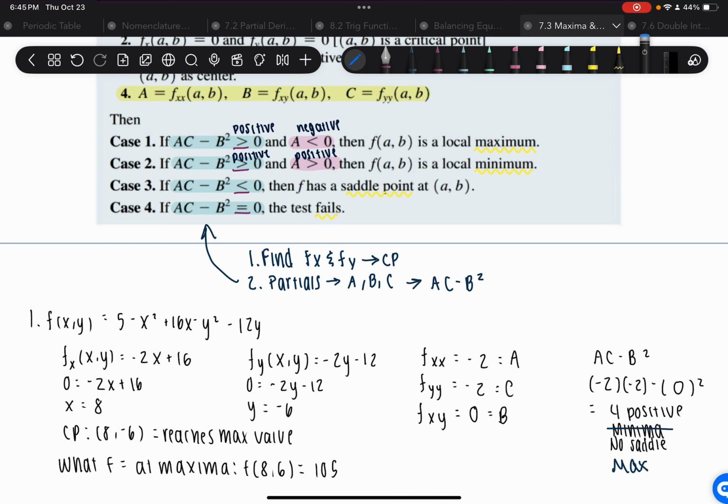And to figure out what f was at my maxima, I plug in my critical point values, which were 8 and -6, into my original equation, and I got 105. So at 8, -6 on the graph, I had a maxima at 105. So my third step was to plug it into the equation.